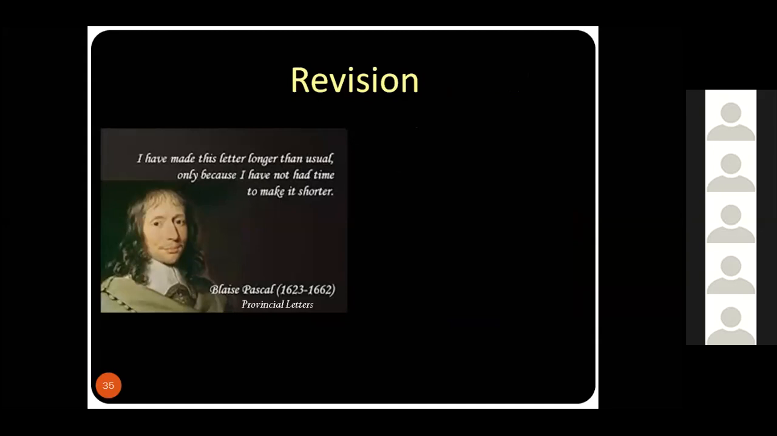This was written by Blaise Pascal. We remember our Pascal's law. In the Provincial Letters, he wrote: I have made this letter longer than usual, only because I have not had time to make it shorter. When you have time, always make your things shorter, because you will always find redundancies.